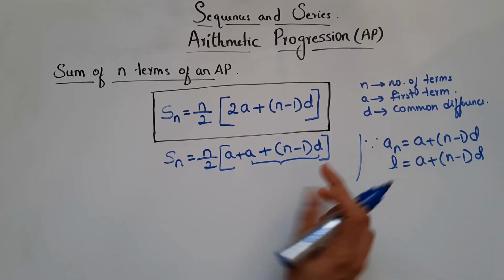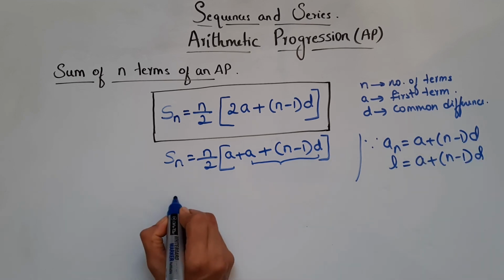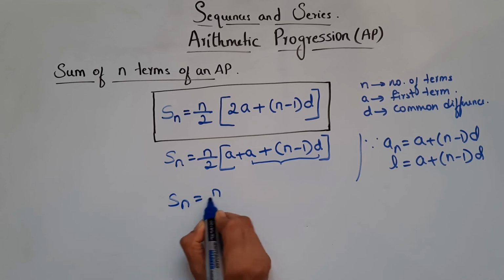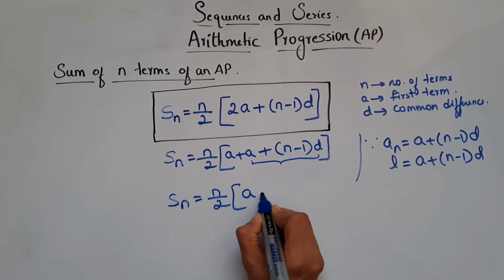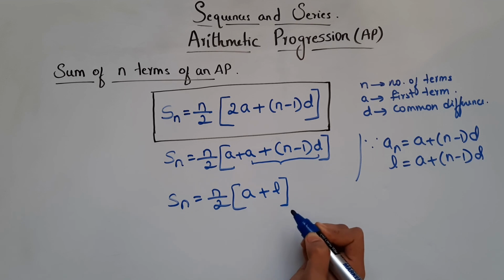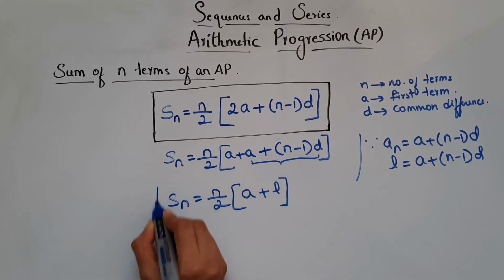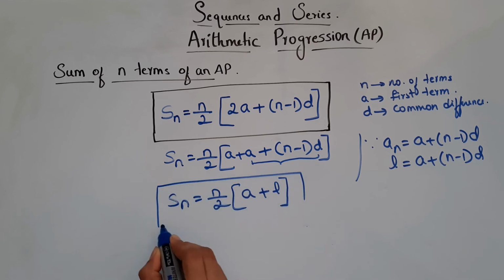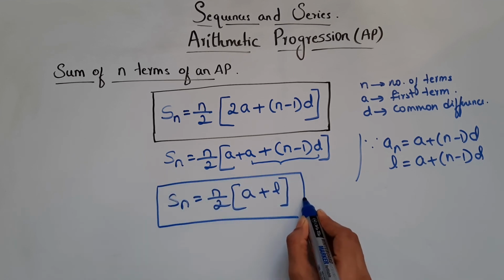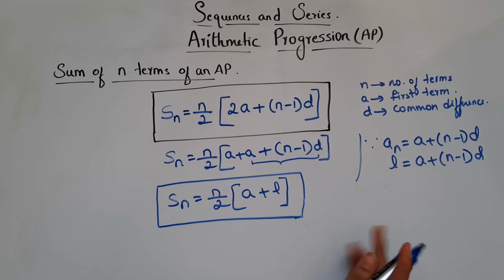So now you can replace this with L. So Sn is equal to n by 2 into (a plus L). So when the last term is given, you can apply this formula to find the sum of n terms of an AP. So I hope this is clear.